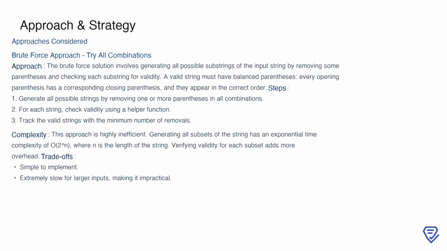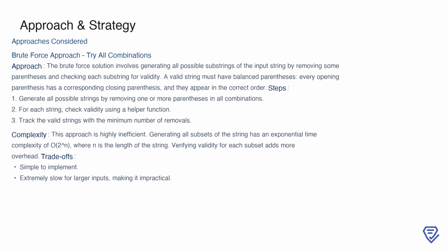To start, let's consider the brute force approach for solving the problem. The idea here is to generate all possible substrings by removing one or more parentheses in every possible combination. For each substring, we then check if it's valid, meaning that all opening parentheses have corresponding closing parentheses, and they appear in the correct order. To implement this, we first generate all these substrings, check their validity using a helper function, and track the valid ones that require the fewest removals.